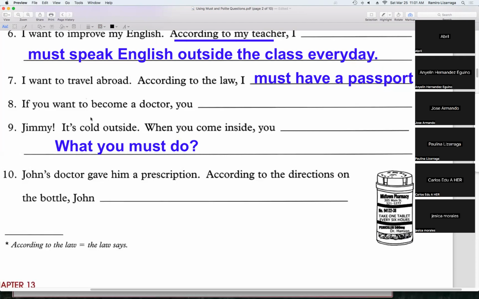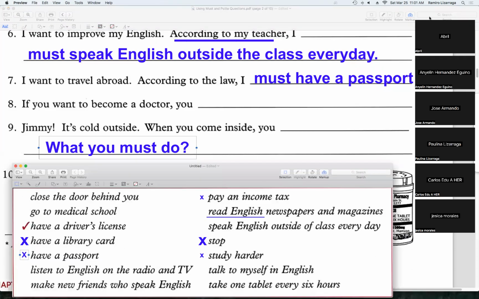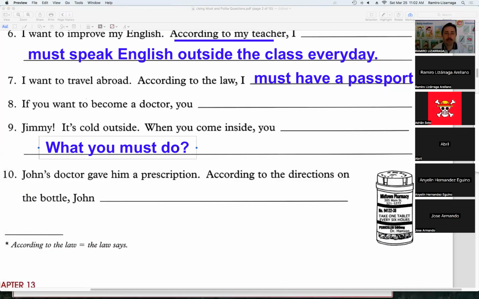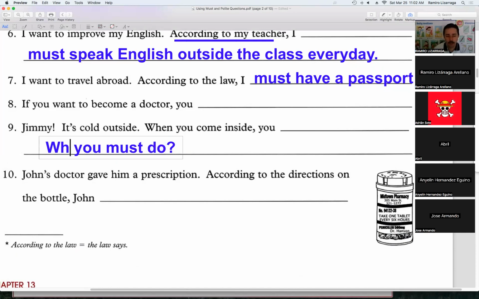Who can tell me? If you want to become a doctor, what you must do? Study harder, or I don't know. Take a look at this. Look at the answers. Puedo cambiar el verbo, miren. Puede ser así. Es más, voy a cambiar la pregunta, miren. Puedo decir, where you must go.